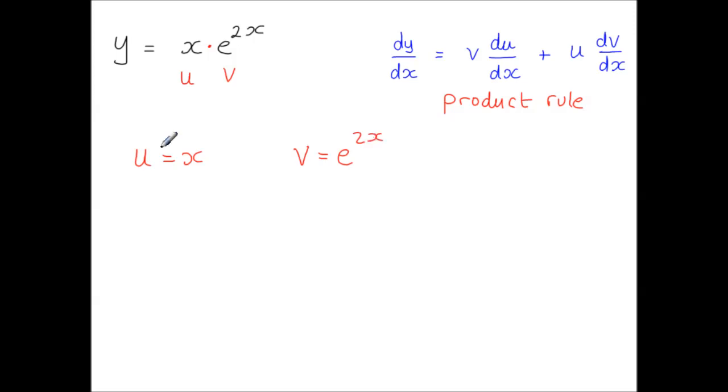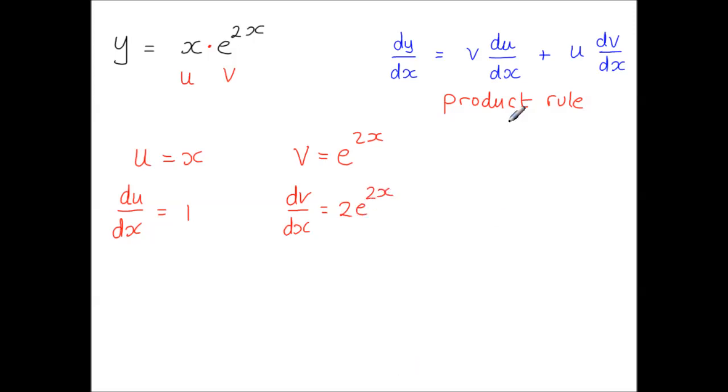And this is exactly the way you should lay out your working out. Put u on the left, v on the right, and then differentiate each one underneath like this. So differentiate x, you get 1, differentiate e to the power of 2x, you get 2e to the power of 2x.